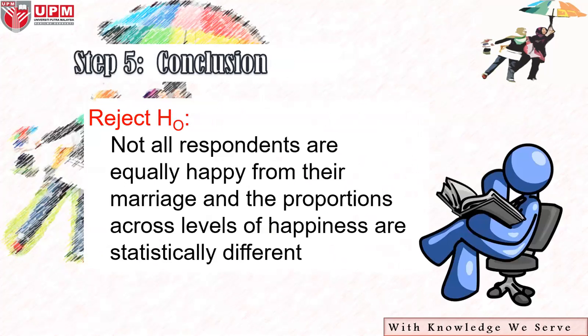Okay, so this is our conclusion. Not all respondents are equally happy with their marriage, and the proportions across levels of happiness are statistically different. This is the conclusion that we can make after we reject the null hypothesis.